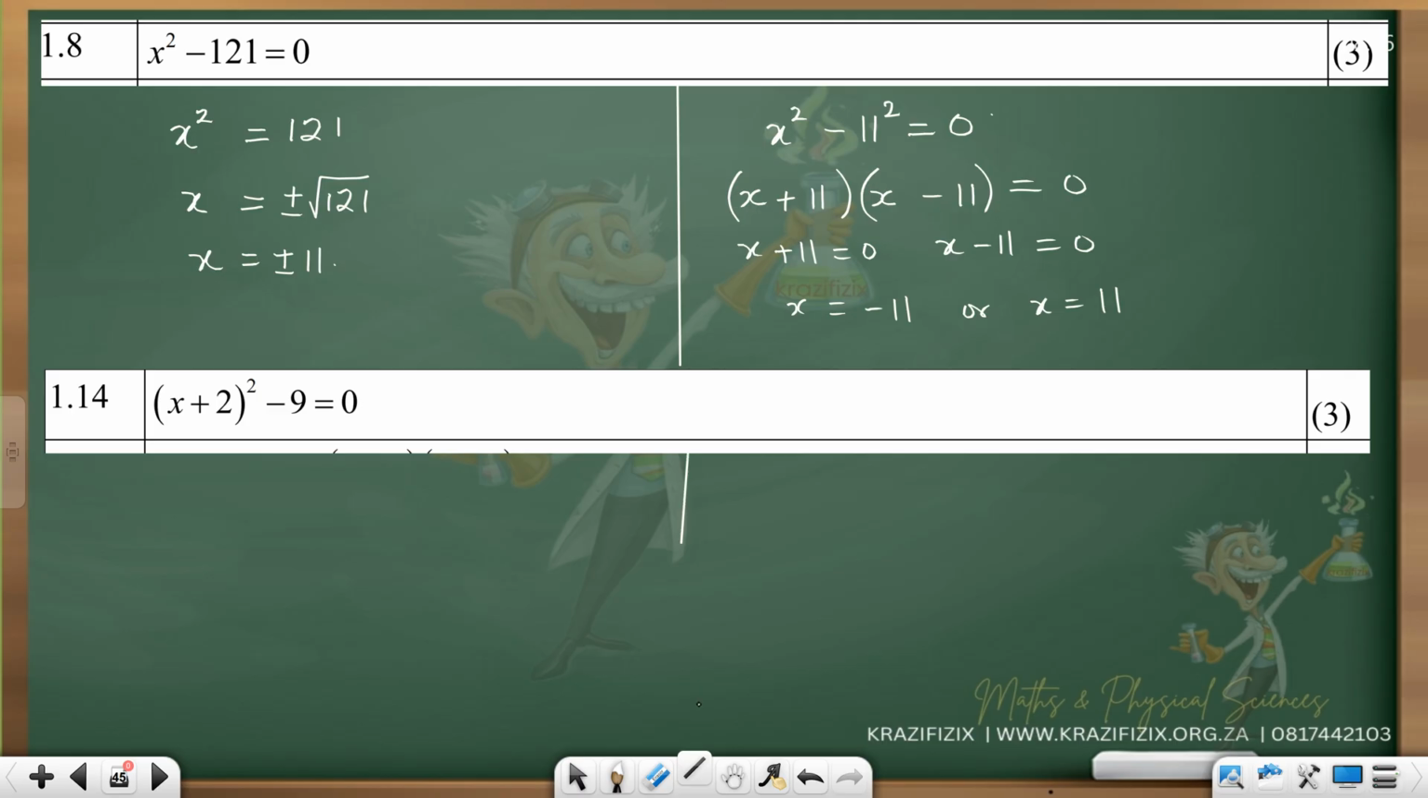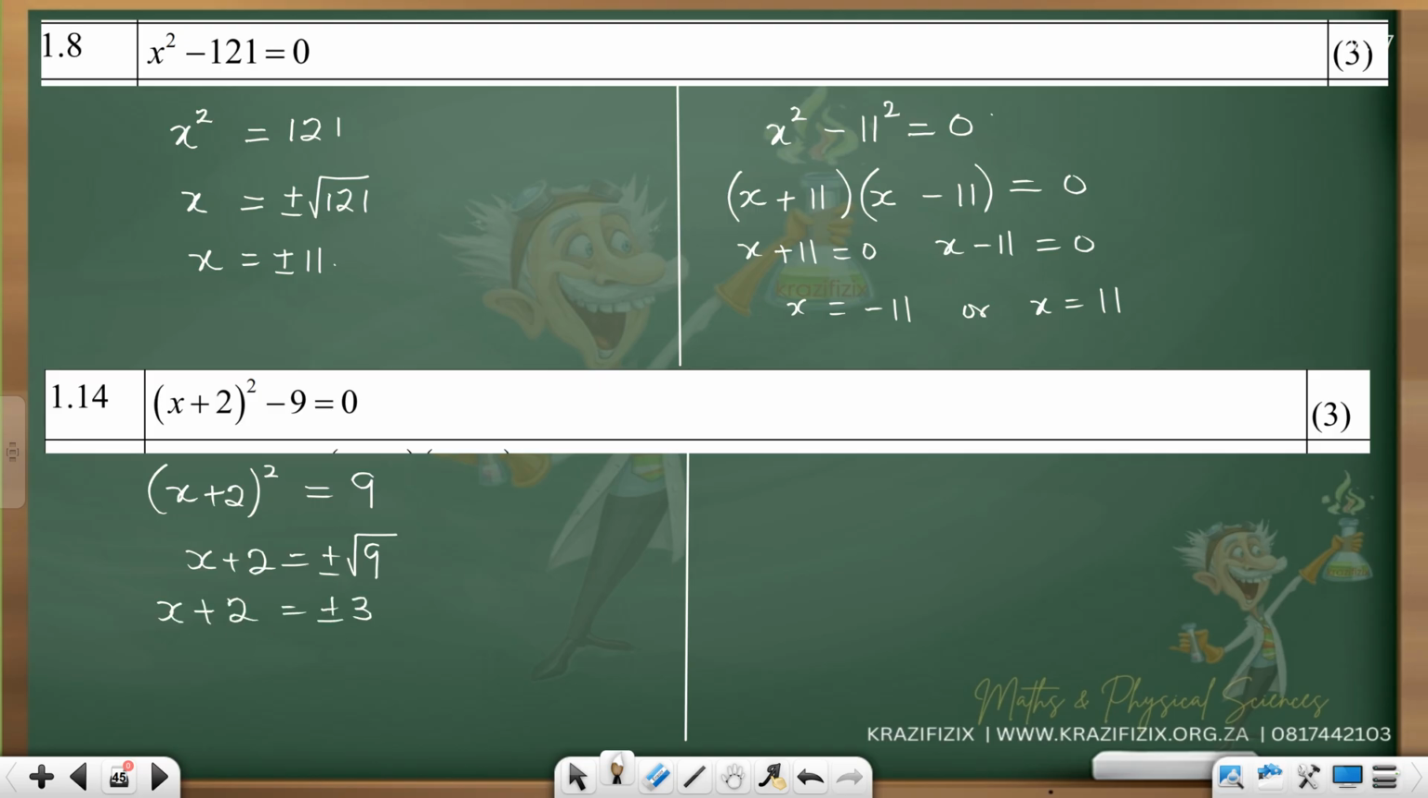Even 1.1.4, we're going to work it out in two ways. Let's work it out. So I could work it out by saying x plus 2 squared equals to 9. So what is x plus 2? It is plus or minus square root of 9, which means x plus 2 equals to plus or minus 3. This means x plus 2 equals to 3, or x plus 2 equals to negative 3. What is 3 minus 2? 1, or negative 5. Please bear in mind, always keep that square root in mind, plus or minus.